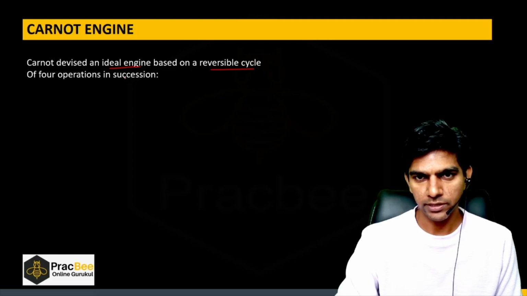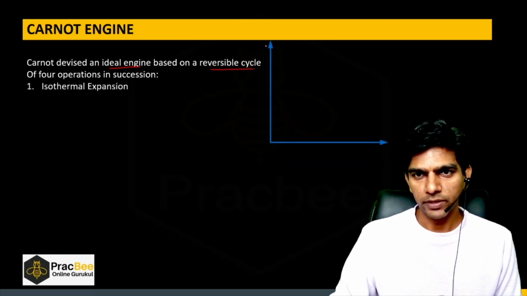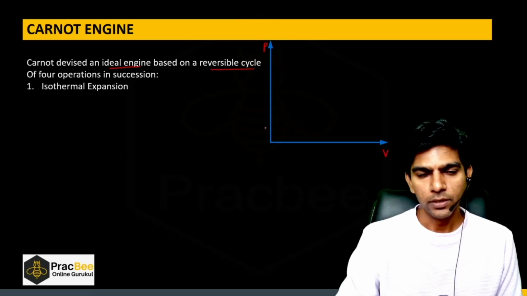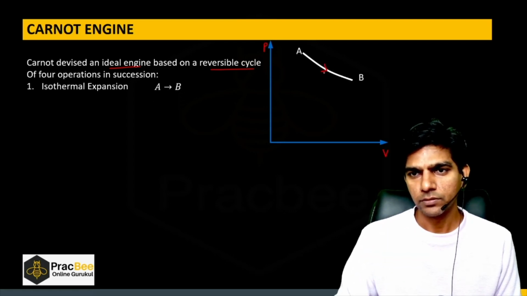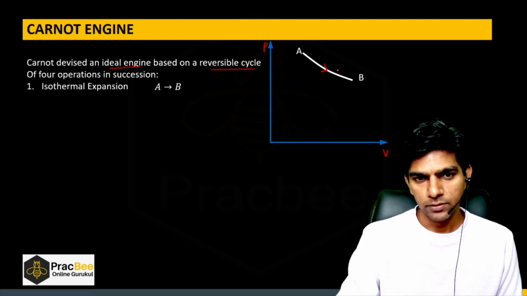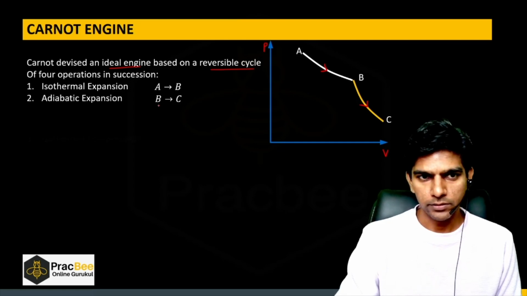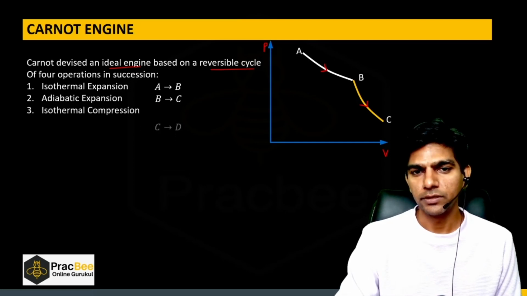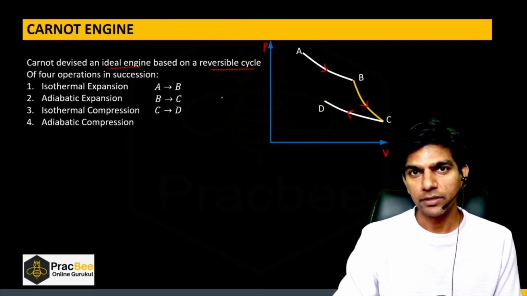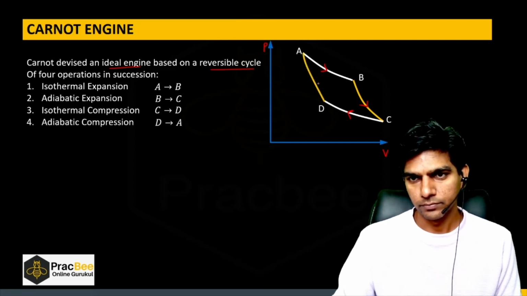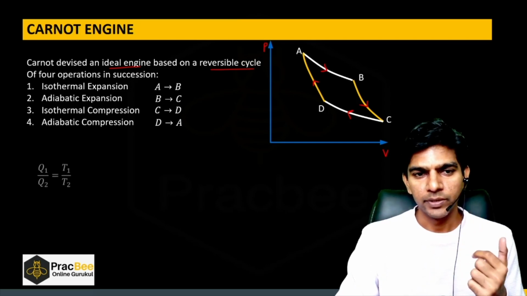So there will be 4 operations. Let us say on the y-axis we have pressure, on the x-axis we have volume. The first process is isothermal expansion. It is from A to B, in this direction. Then the second process is adiabatic expansion. It is from B to C. The third process is isothermal compression. It is from C to D. And the fourth process is adiabatic compression. It is from D to A. Right? So this is basically the Carnot engine.